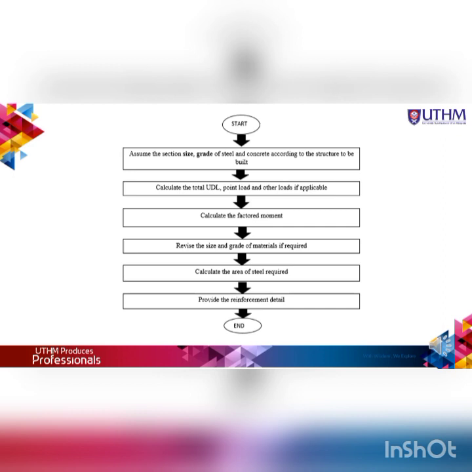After that, we calculate the total UDL, point load and other loads if applicable. And then we calculate the factored moment, revise the size and grade of material if required, calculate the area of steel required, and provide the reinforcement detail. That's all for the beam procedure.